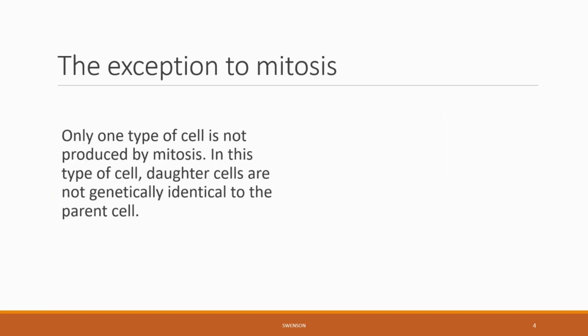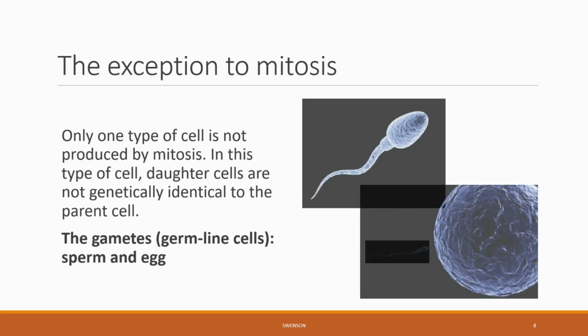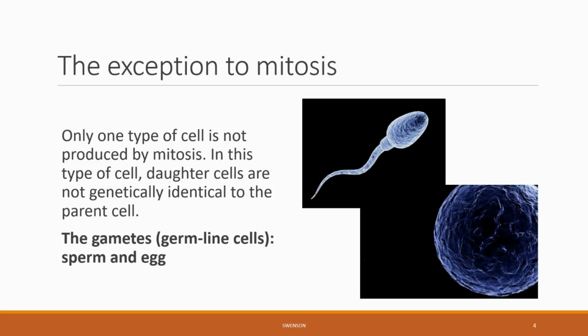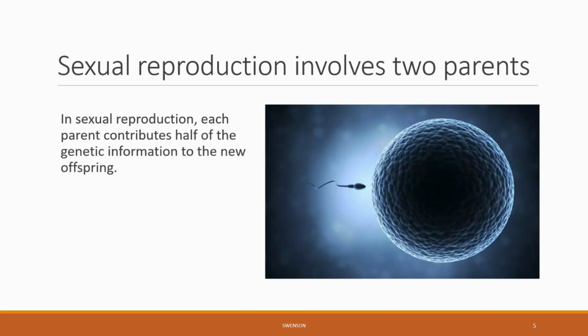The cells that do not reproduce via mitosis are the gametes, sperm and eggs. They do not make daughter cells that are genetically identical to the parent cell. They are referred to as germline cells and are used by sexually reproducing organisms to generate offspring. These gametes combine together to form a single cell.